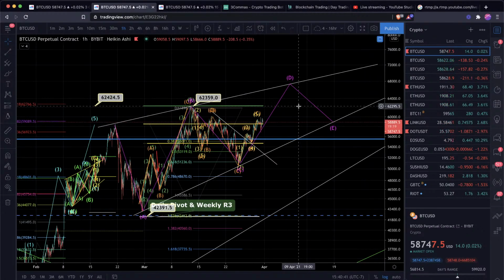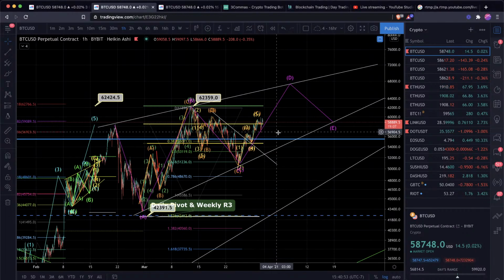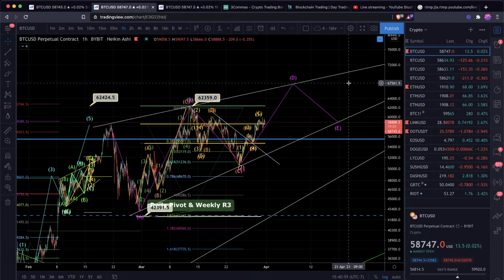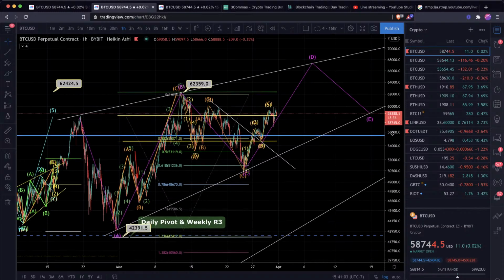So it would make sense to have this as a move where we hammer 60K, potentially come back down and retest this weekly resistance point we had at 55 to form a three-wave move up, and then come back down and retest the 60, and then start flying. So that is an option that I am looking at a little bit more on the macro side of things.